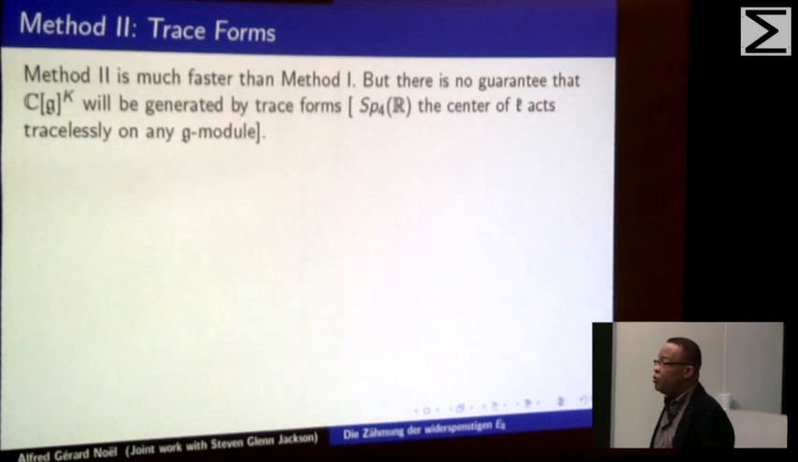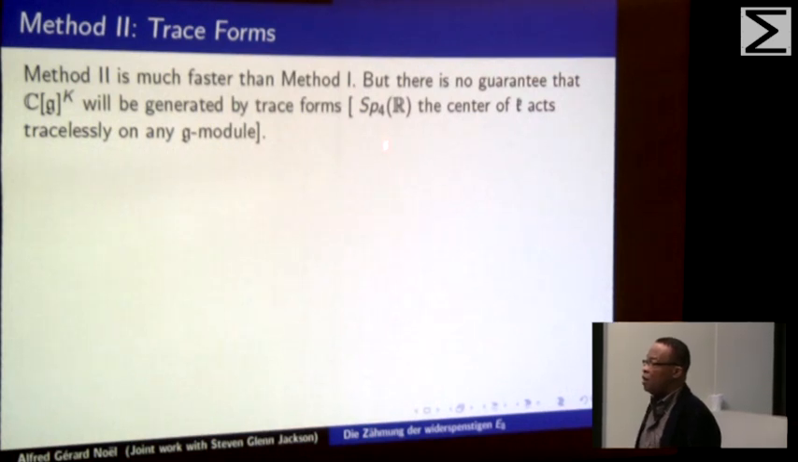So method two will turn out to give you those K invariants a lot faster, but you cannot guarantee that they will be generators. Because what happened, and I will talk about that very quickly, in Sp4, the symplectic, the K can act tracelessly on a G module. But I will explain why that makes sense in a second.